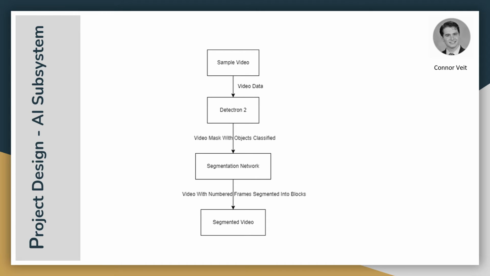The AI subsystem of the deep video encoder takes a sample video and separates it into its frames. Each of those frames is then put into Detectron2 to create a mask of each frame with the objects classified. Each of those masked frames is put into the segmentation network to create each frame separated into blocks. Those segmented frames are then put back together to create a segmented video.